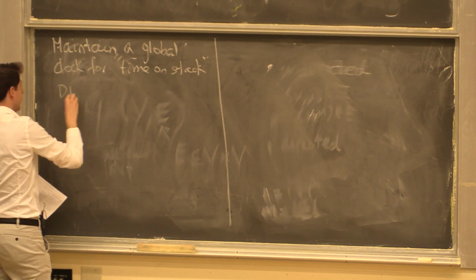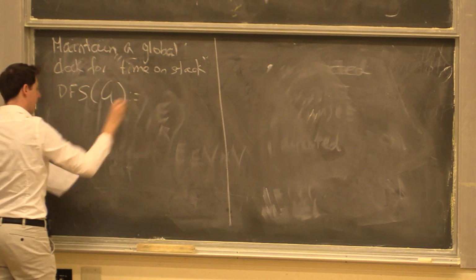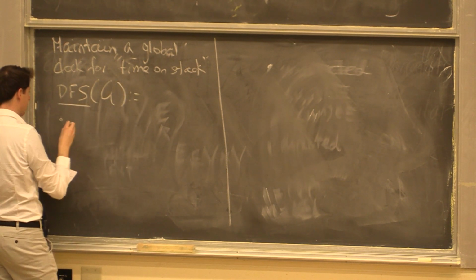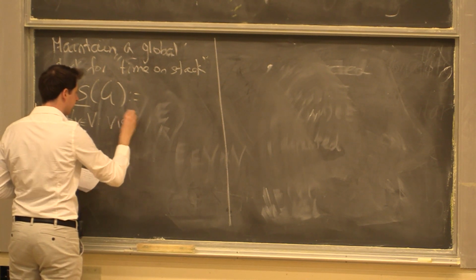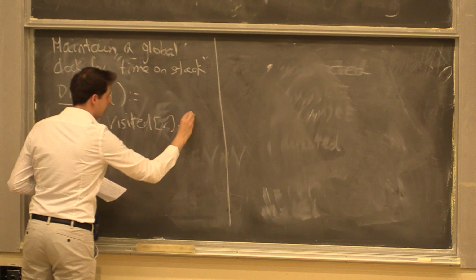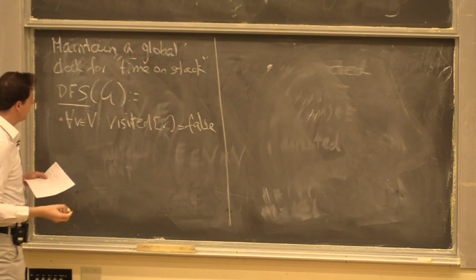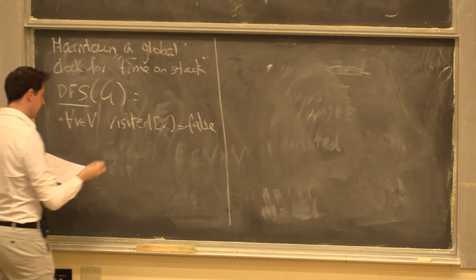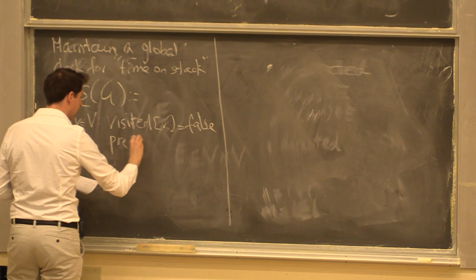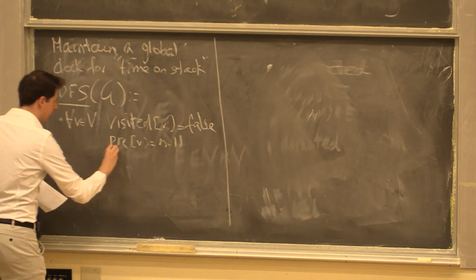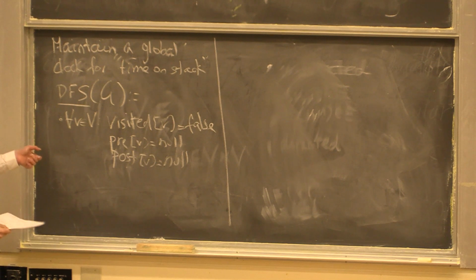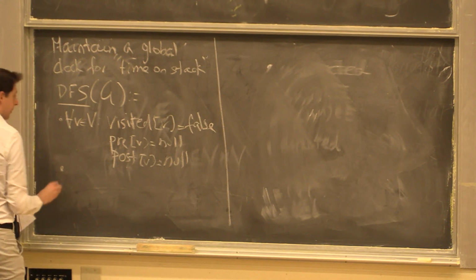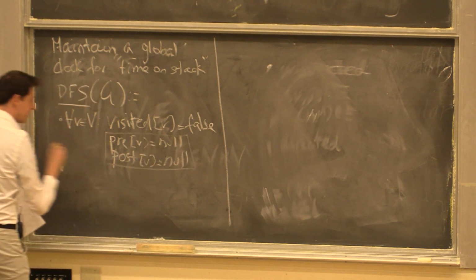All right, so DFS, we're going to modify it as follows. Again, we need to start by initializing some arrays. So for every v in V, as before, we're going to have visited[v] is false. And then we'll store two pieces of information per vertex. The pre of v, for now it's going to be null. OK? And the post of v is going to be null. We'll see soon this is the interval of time that v spends on the call stack. OK?